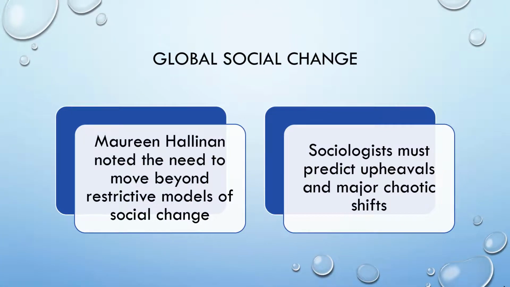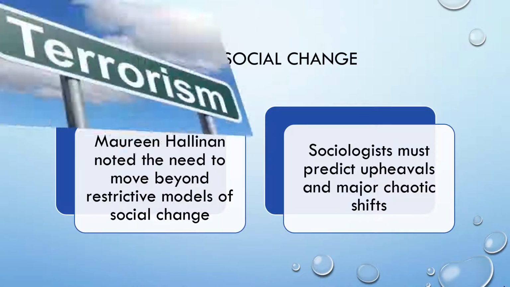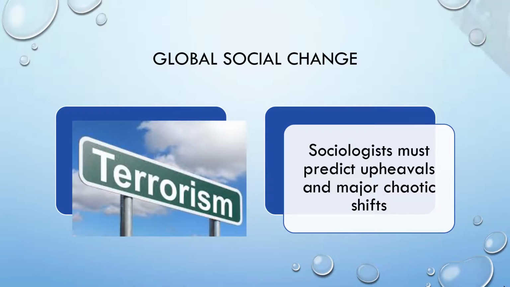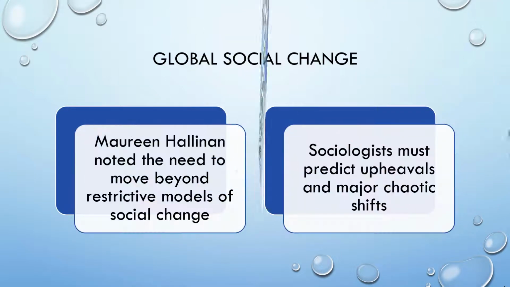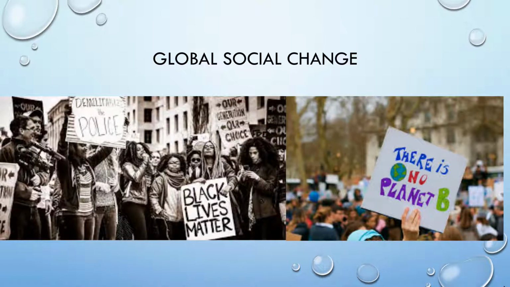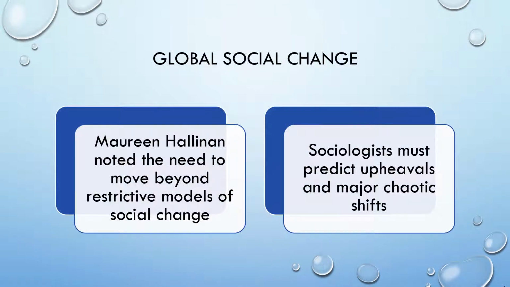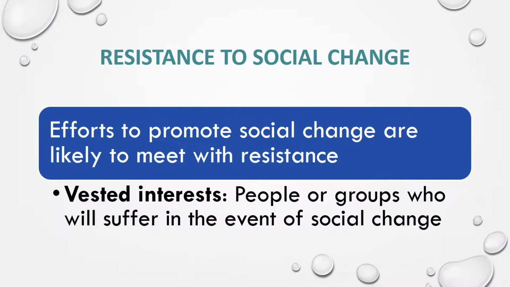People are living at a truly dramatic time in history to consider global social change. Examples include terrorist attacks, the spread of AIDS, the cloning of a complex animal, and the many social movements we experience. Maureen Hallinan noted the need to move beyond restrictive models of social change, and that sociologists must predict upheavals and major chaotic shifts.